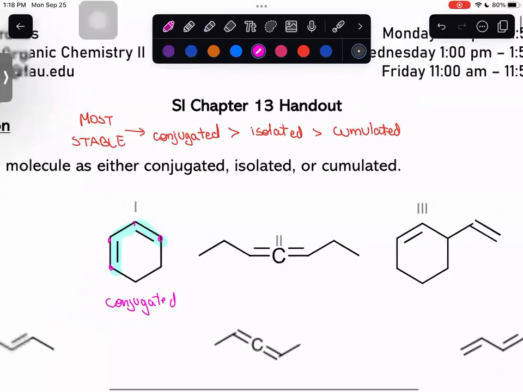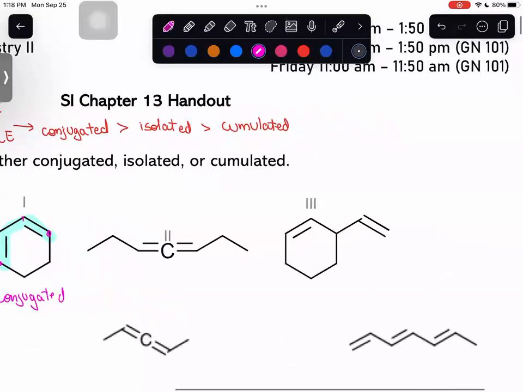Now, the second most stable system is gonna be the isolated system. Do we know how that one is gonna look like? Exactly. Just look at the name. They're gonna be completely isolated from each other. So they're gonna be something like molecule 3. So they're not gonna have that resonance stabilization as compared to molecule 1, which was really conjugated. So basically isolated means that the double bonds are really far away from each other.